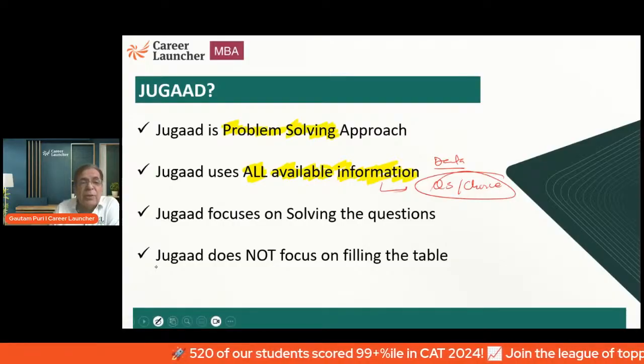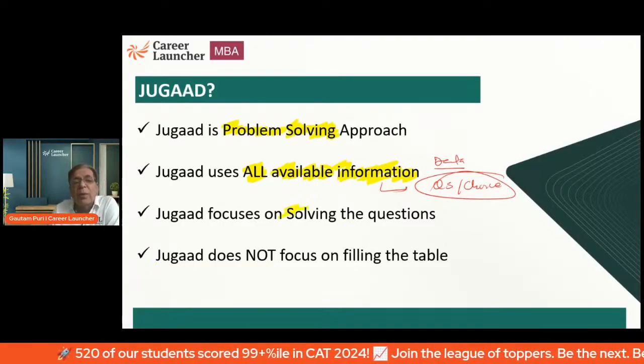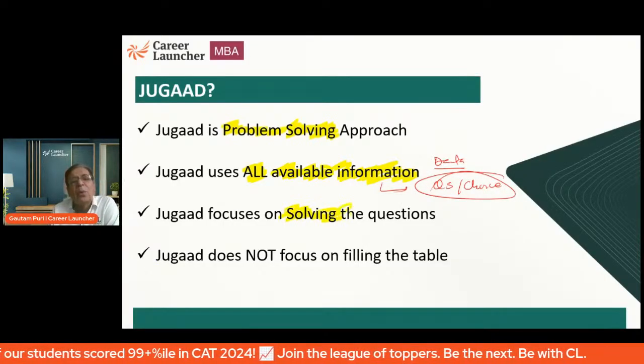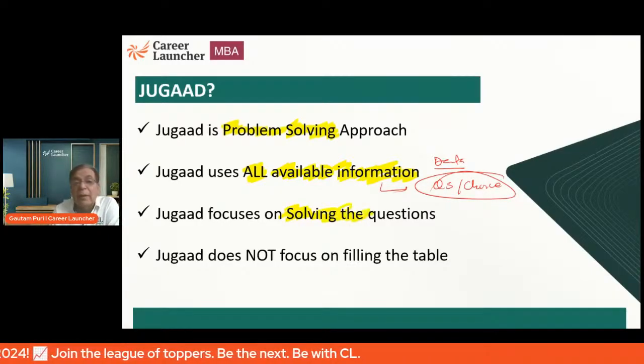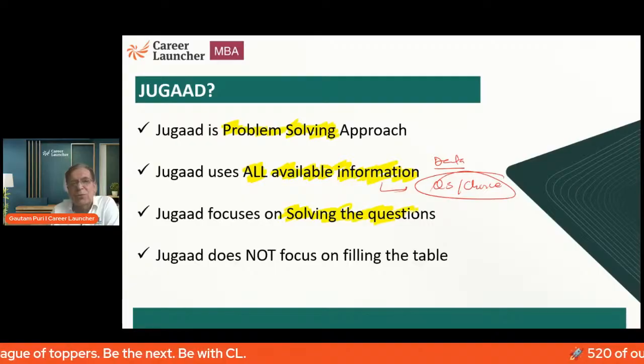Second thing which you need to understand, Jugaad does not focus on solving the question. Yes, I have to solve the question, I know. Okay, sorry. I'm sorry. Jugaad does not focus on filling up the table. It focuses on solving the question. My mistake. How stupid of me.